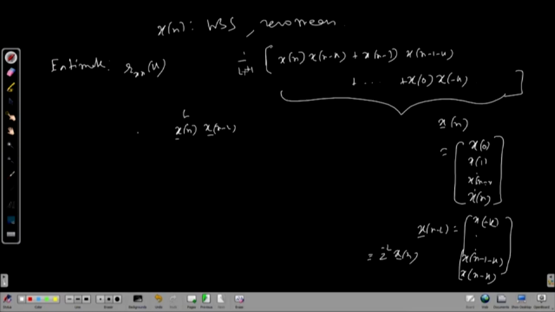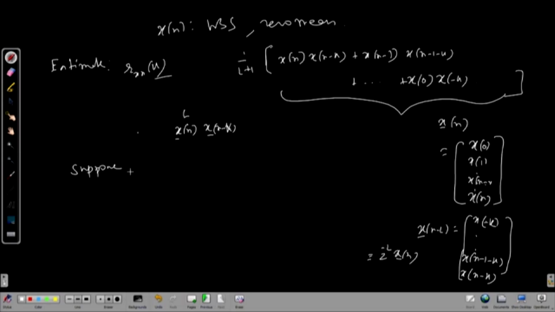But now suppose, so correlation includes variance also. If you just have k equal to 0, then x(n) transpose x(n) will be x(n) squared, x(n-1) squared, and so on up to x(0) squared. Add all the square terms and then divide. So that will be a good estimate of the variance. Variance is a special case of correlation, right, or R_xx(0).